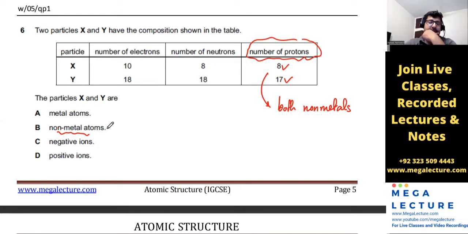But there's a very slight issue with this statement. It's clear that this is oxygen, this is Cl, right? And they're non-metals, right? Why is this statement wrong?